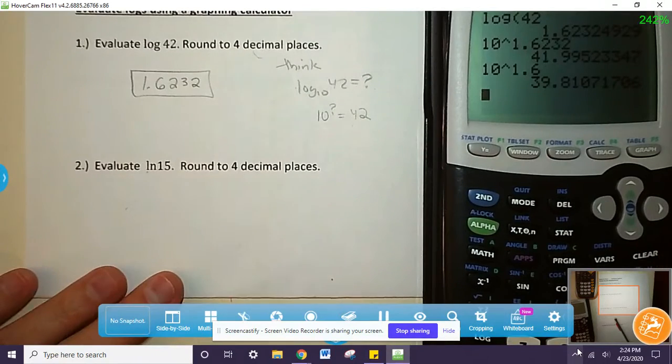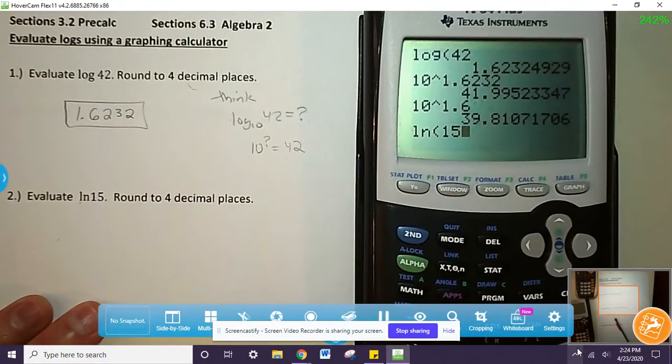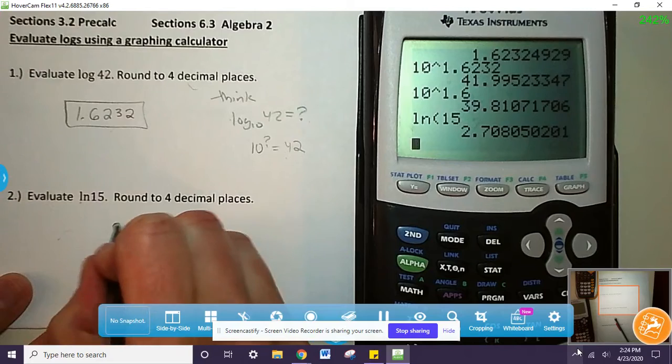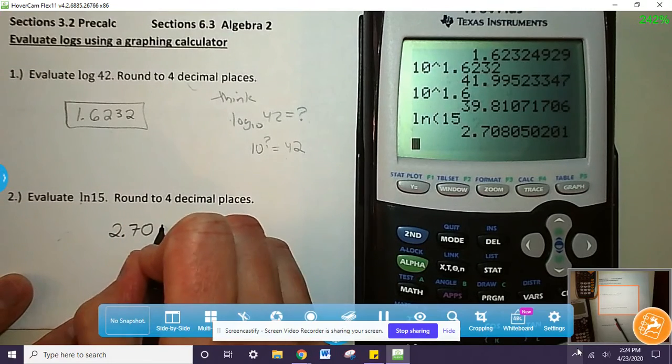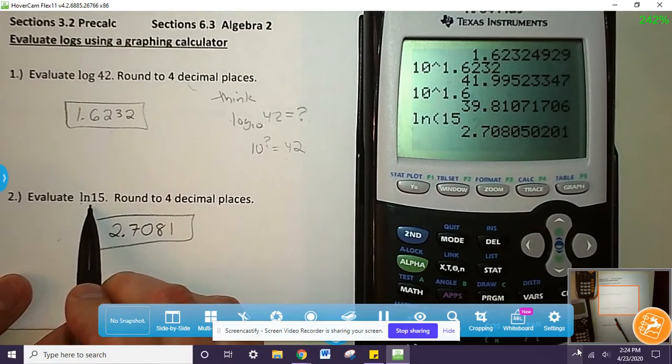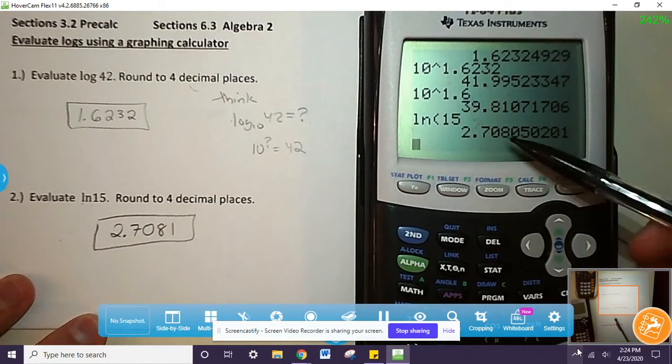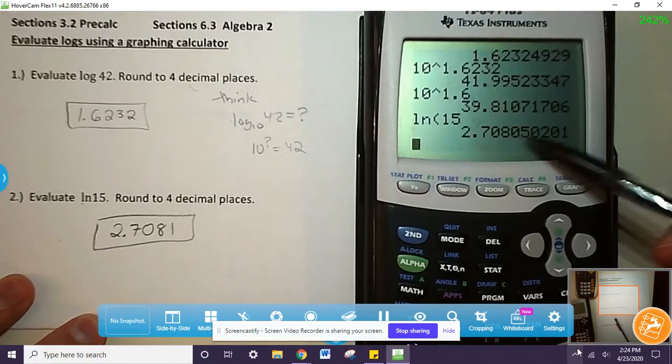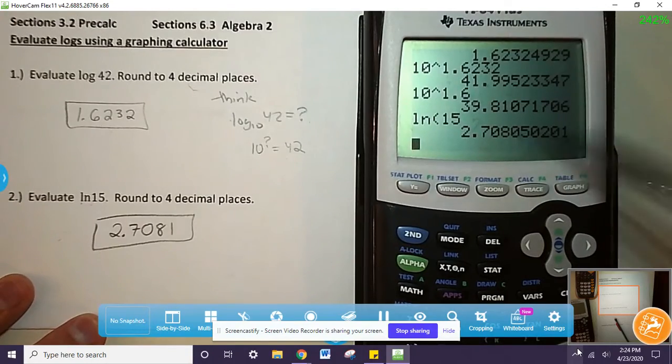If you want to find the natural log of 15, hit natural log, the button next to the 4, plug in 15 and hit enter. Nothing fancy to do when you want to evaluate common log or natural log. Rounding to 4 decimal places, just remember, since this is a 5, we're going to round this up to a 1.